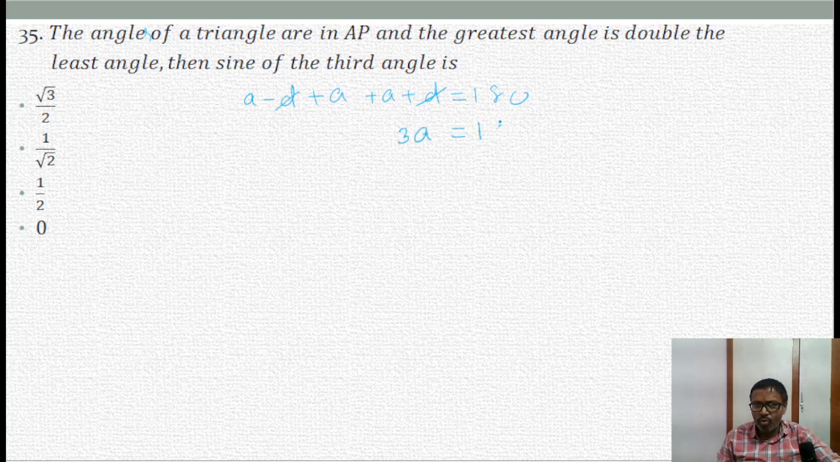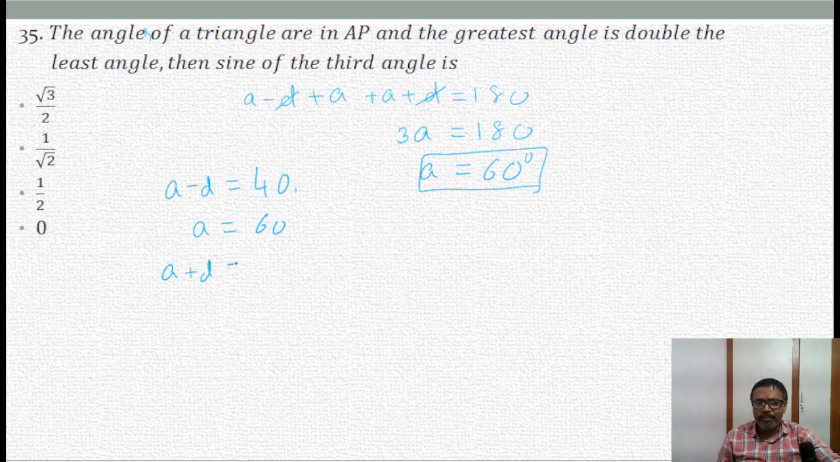3A is equal to 180. So A is equal to 60. This is enough for me to find the remaining 2 angles. Put A is equal to 60 here. Then A minus D is equal to 40. And we know that A is equal to 60. And what is A plus D? 80. So the angles are 40, 60, 80.